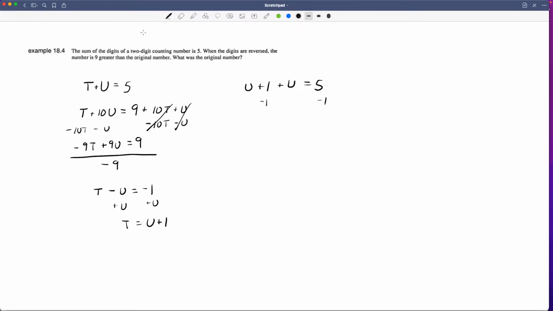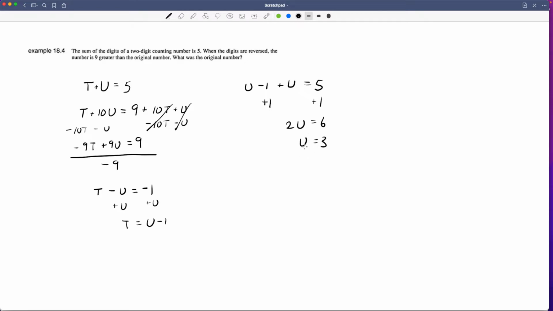I'm sorry, I did that wrong. This should be minus 1, minus 1. Leave my minus sign here. Okay, so I'm going to add 1 to both sides and combine the two u's. So that's going to be 2u is equal to 6. u is equal to 3.